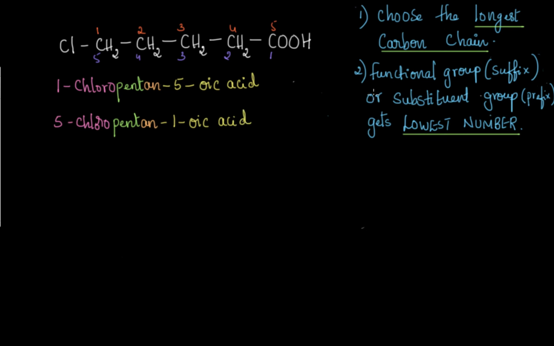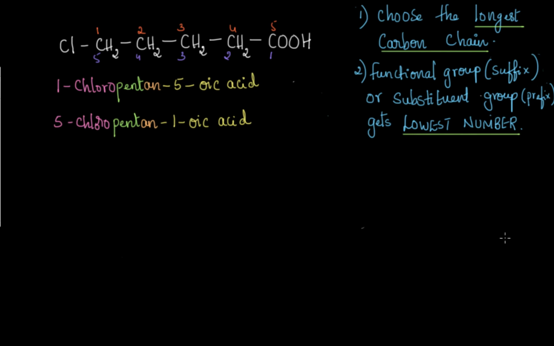Oh, we got two different names, and these two rules do not tell us which is the right one, because the second rule focuses if we have either functional group or the substituent group, then these two groups should get the lowest number. But in this compound you can see we have both the groups, right? We have the suffix as well as prefix present. Now how do we choose which is the right one?